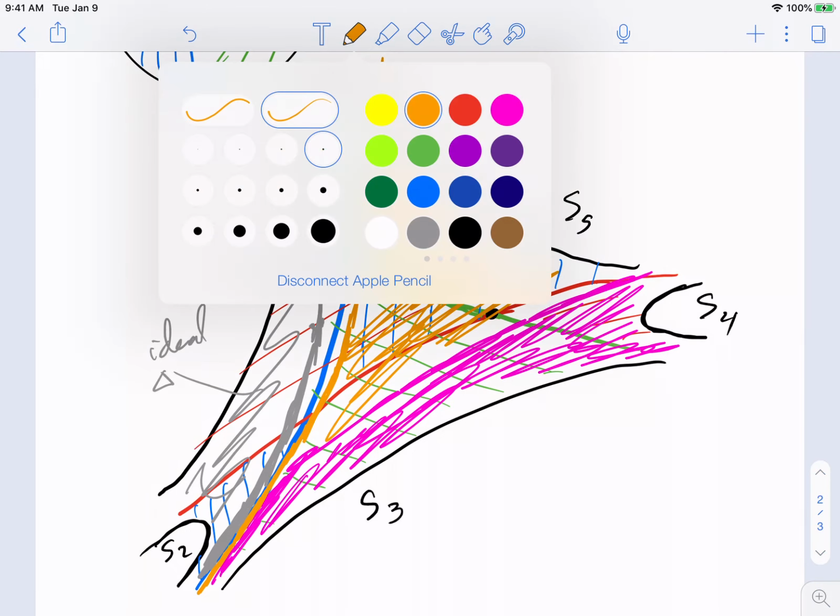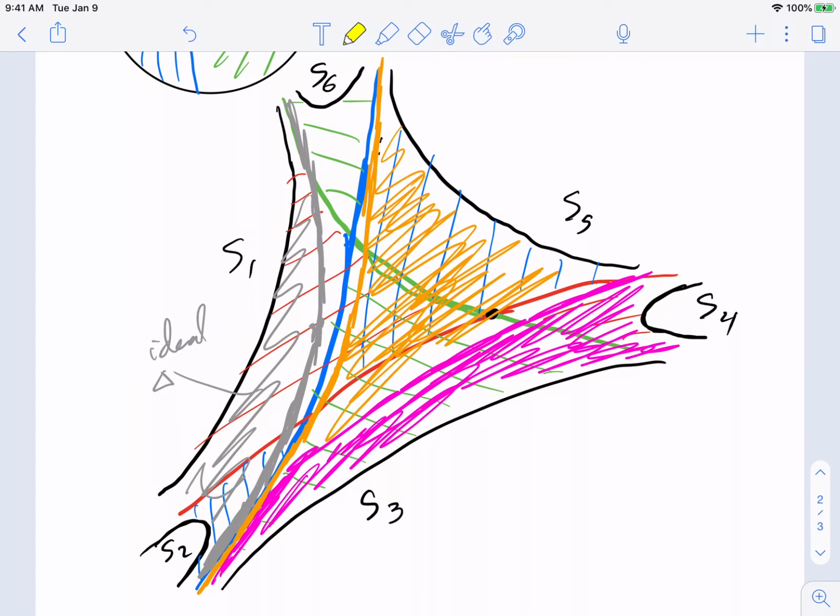And then finally, S6 is asymptotic to gray. It's also asymptotic to orange. And orange and gray are asymptotic to each other as I move down. So this is also an ideal triangle. This yellow shaded region here. And so I have 4 ideal triangles, which together create this ideal hexagon, which I cared about.